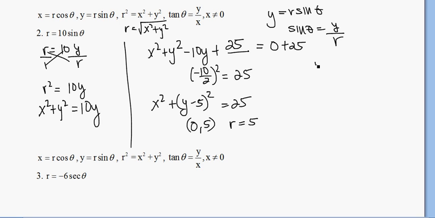Alternatively, we could have had this same situation, r equals 10 sine theta. I could multiply both sides by r, so I get r squared is equal to 10r sine theta. r squared is equal to x squared plus y squared, so that's x squared plus y squared is equal to 10y. And notice I'm at the same spot here as I am over here, so it's just another way to look at the same problem.